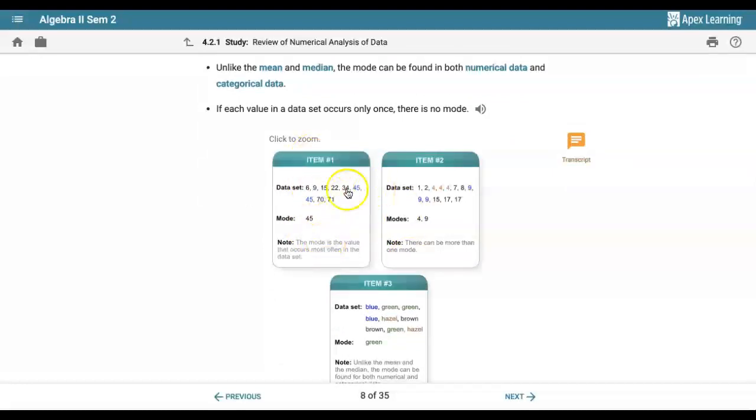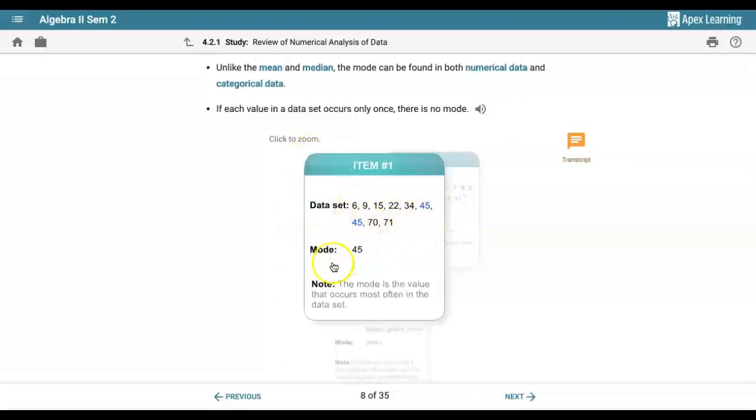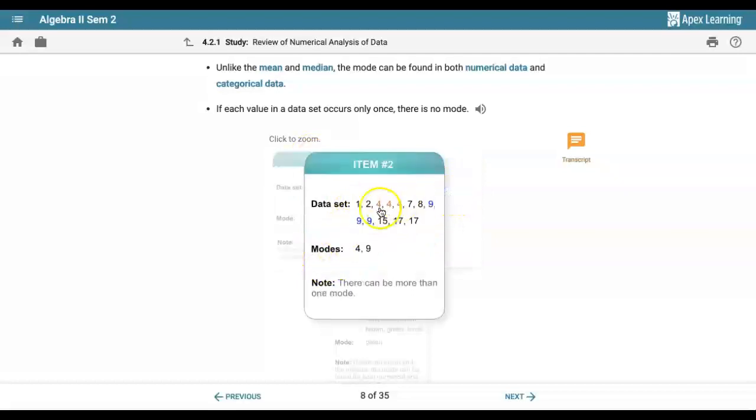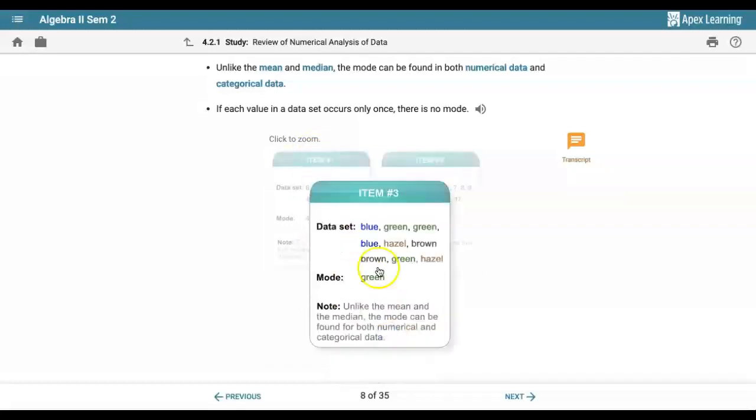All right, if we look at our different data sets, okay, so obviously here for the mode, the number that's used most often is 45 because it's used twice. All right, this one, we have two modes, 4 and 9, because they're both used 3 times. And then same thing here, right? So we can have multiple. So blue's listed twice, green's listed 3 times, and hazel's listed twice. And so is brown. Apologies, I miscounted that one. But green is listed more times than the rest of them, so green is our most often represented data.